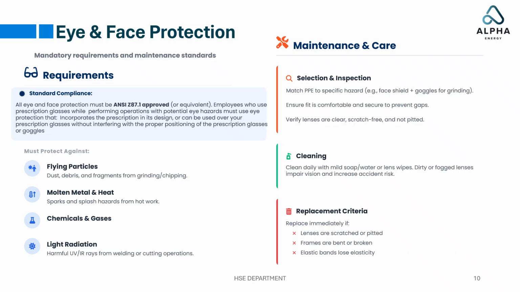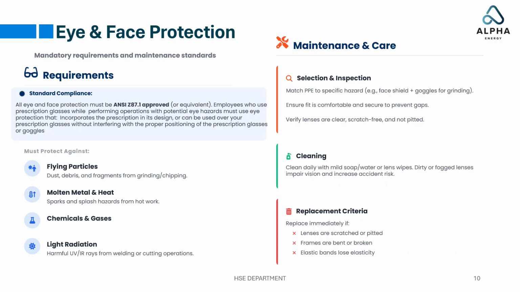Eye and face protection. All equipment must be ANSI Z87.1 approved, and accommodate prescription lenses without compromising fit or safety. This PPE is mandatory for protecting against hazards such as flying particles, dust and debris, molten metal and heat, sparks and splashes, chemicals and gases, and light radiation, UV-IR rays. To ensure maximum efficacy, employees must match their PPE to specific hazards, for instance, combining a face shield with goggles for grinding while ensuring a secure, gap-free fit.